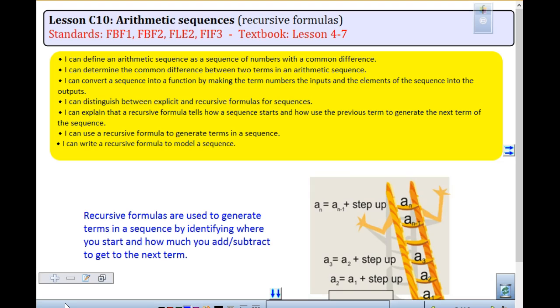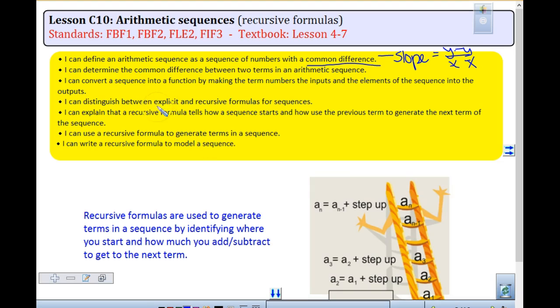So we're going to be able to define it by a common difference in our I can statement. So you need to make sure you're looking for a common difference. We're always going to be determining that common difference between two terms. The common difference is really the slope. It's your rate of change. It's the change in y over the change in x, that common difference. It's how they are changing.